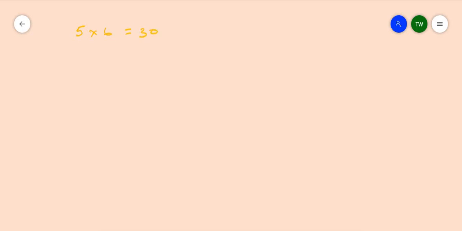Now, what if I ask you to rewrite 6 as a sum of two numbers? We know that 6 is the same thing as 3 plus 3. We also can say 6 is the same thing as 2 plus 4. We also can say that 6 is the same thing as 5 plus 1. So those are some different ways of rewriting 6, right?